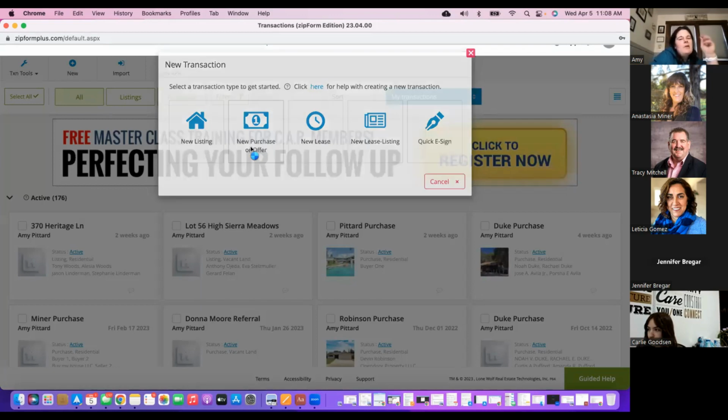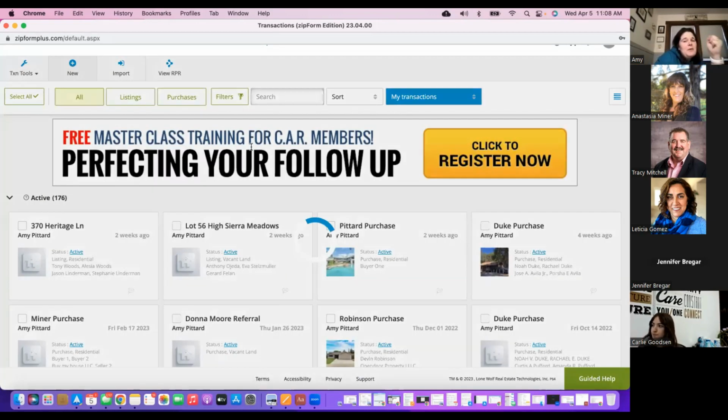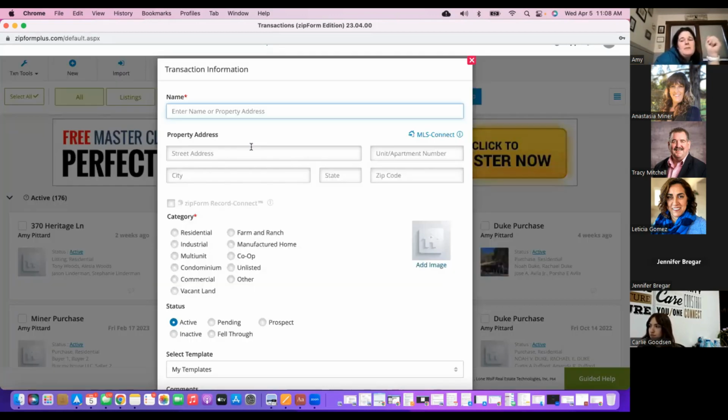Now, keep in mind that I only create one file per buyer. So every offer that we write, I don't create a new file for that buyer. I just keep it all in the same file. So here's where you would enter the transaction information. So if it was a buyer and their last name was Petard, I would put Petard purchase.